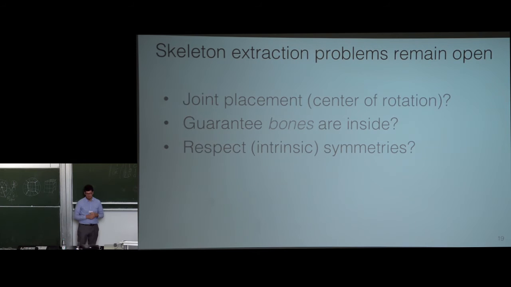There are plenty of open problems in terms of skeleton extraction. In one sense, the joint placement is not really being considered by any of these methods. Where exactly that joint should be has a huge impact on the quality of the deformation near the joint. And then guaranteeing that the bones, especially if you simplify them into straight lines, lie inside of the shape is also something that's difficult to incorporate into these frameworks. And so far, none of them are trying to respect any sort of intrinsic or extrinsic symmetries in the shape.